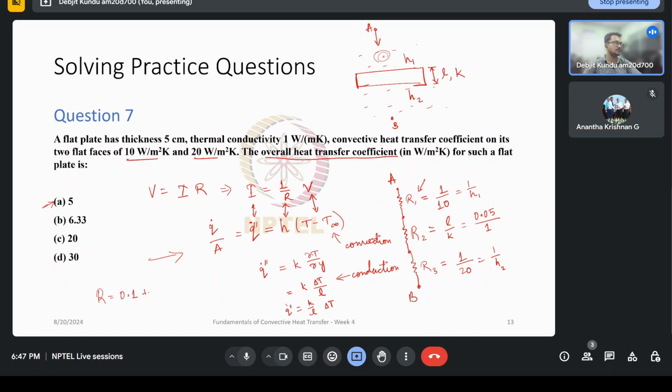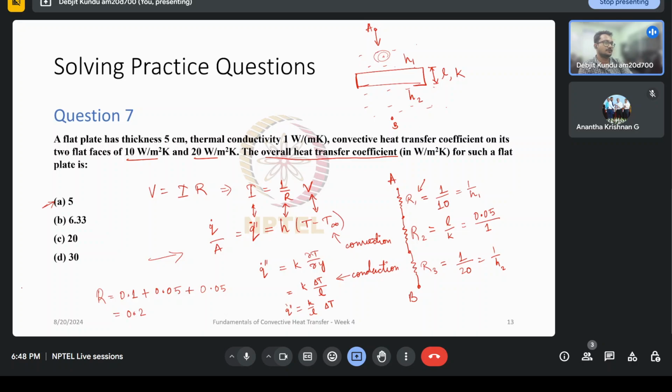So the overall resistance, or the equivalent resistance, is equal to 1 by 10, which is 0.1, plus 0.05, plus 1 by 20, which is 0.05 again, right? 10 and 20, 1 by 20. Yeah, so this boils down to 0.2, and this is resistance.